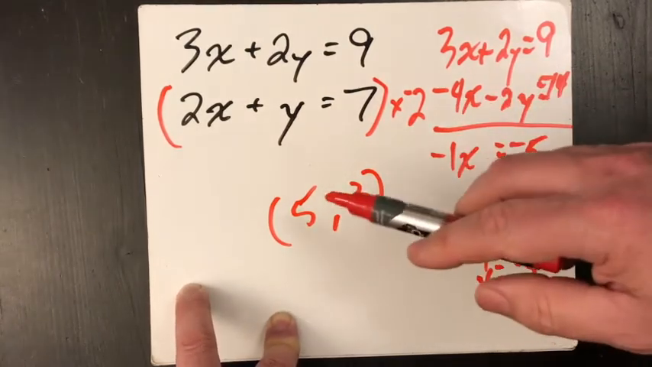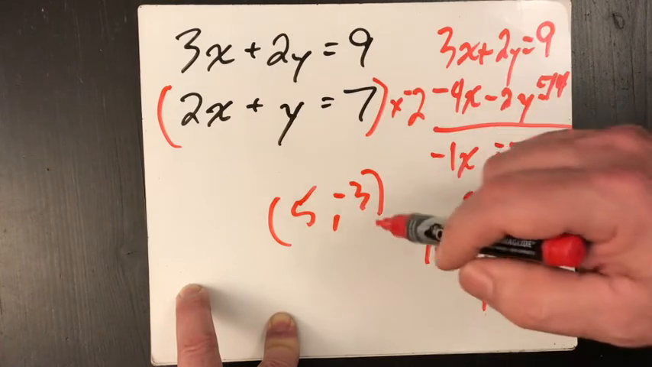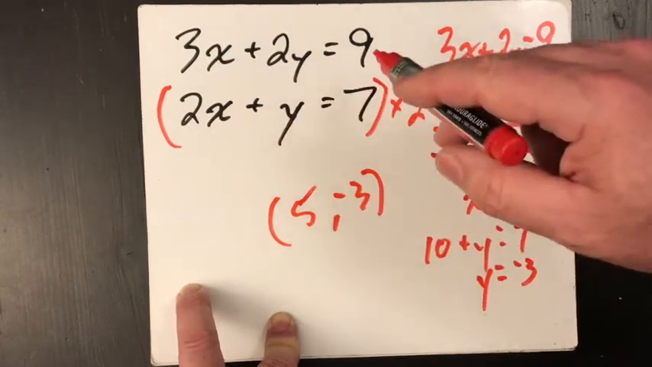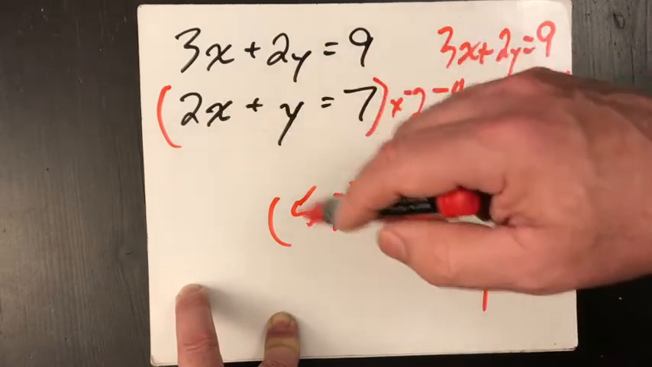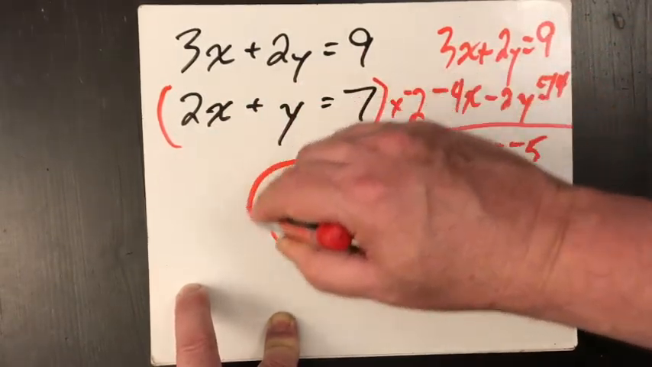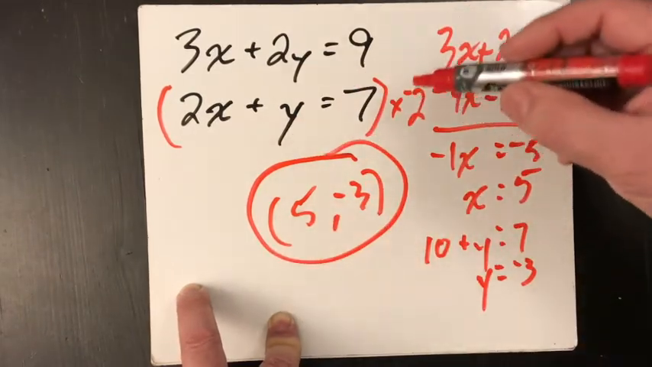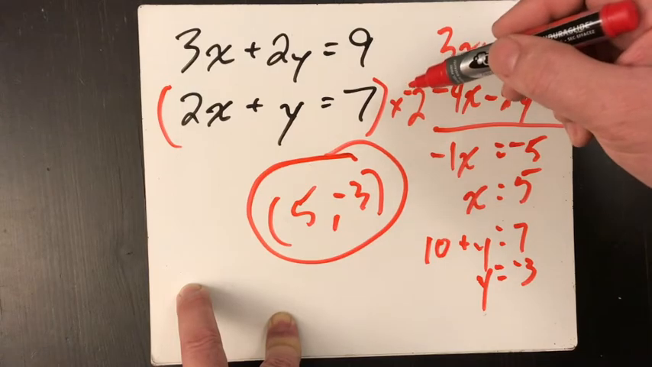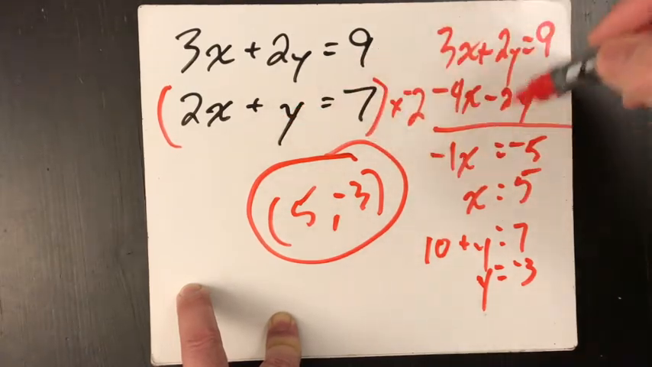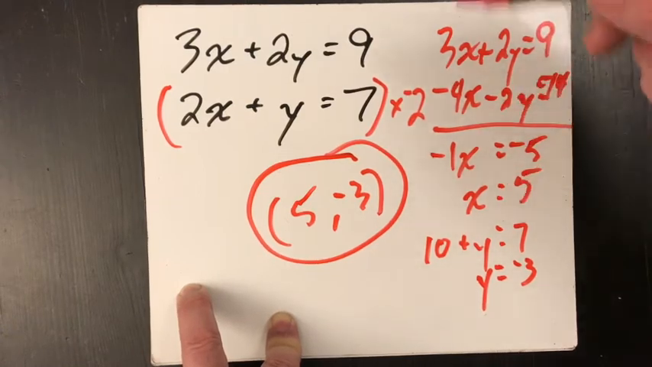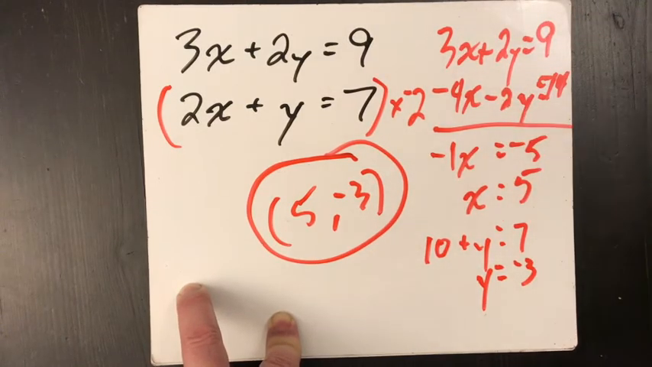Well, let's check that with the top equation. 3 times 5 is 15. 2 times negative 3 is negative 6. 15 plus negative 6, yep, that's 9. And yes, 10 plus negative 3 does equal 7. So there's our solution. Again, the only value added in this problem was I suggested multiplying by negative 2, not only to get the numbers lined up, but also to get opposite signs where you want them. Makes the whole rest of the process easier to do.